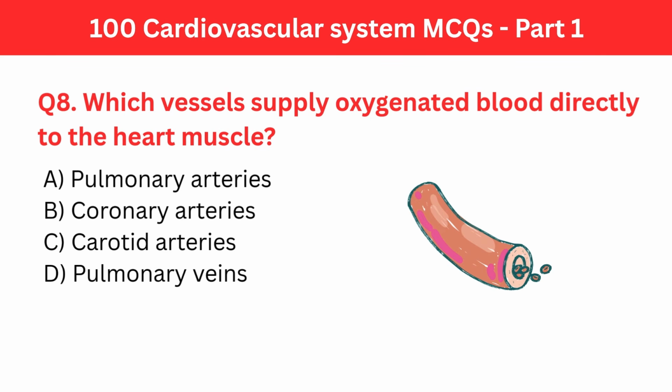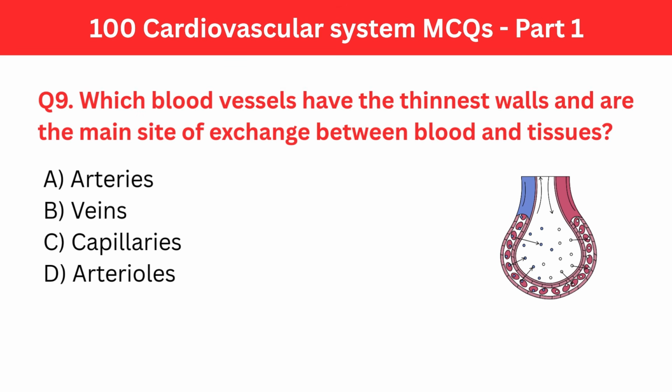Which vessels supply oxygenated blood directly to the heart muscle? The right option is B. Coronary arteries. Question number 9.